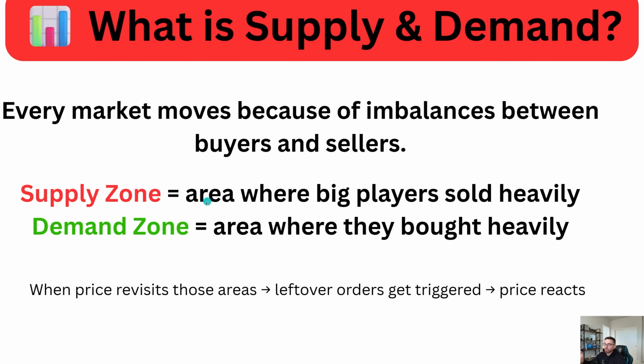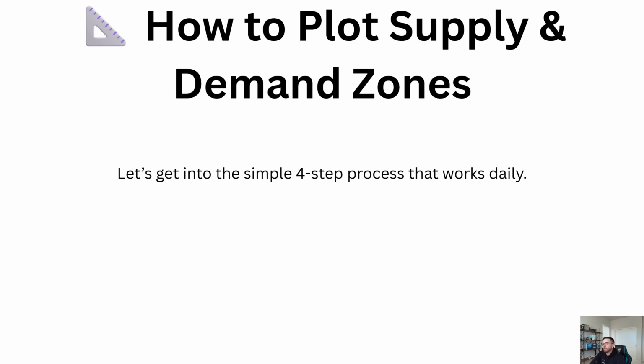So when price revisits those areas, what happens? Those leftover orders get triggered and price reacts. That's why you'll often see a big move out of those zones. It's not magic, it's just unfilled institutional orders. And now that you understand the why, let's talk about the how. So now let's get straight into how to actually mark these zones. There's a million different variations online, but this is the simplest way that actually works every day.